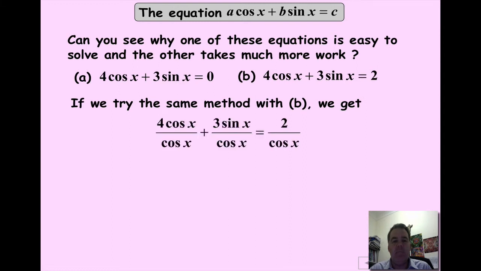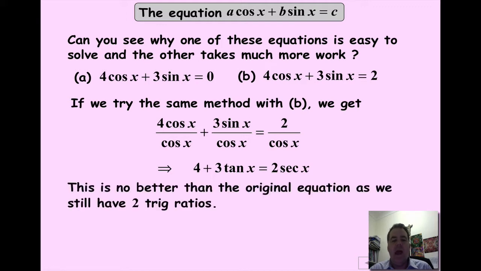However, in part B, if we divide everything by cos x, not so nice. On the right hand side, 2 divided by cos x is not 0 anymore, we've got 2 sec x, and we're no better off. Okay, so we need another method for solving equations like B.